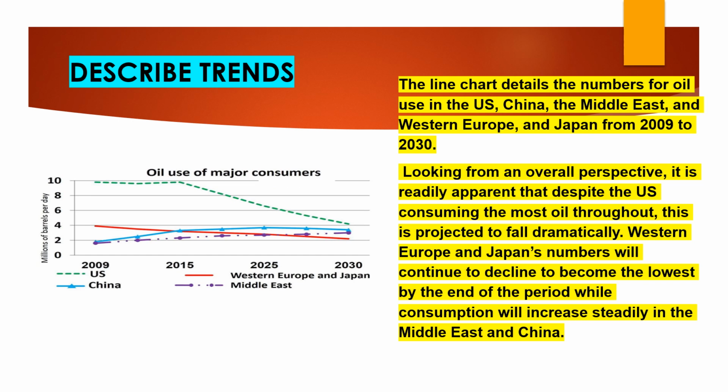Looking from an overall perspective, it is readily apparent that despite the US consuming the most oil throughout, this is projected to fall dramatically. Western Europe and Japan's numbers will continue to decline to become the lowest by the end of the period, while consumption will increase steadily in the Middle East and China.